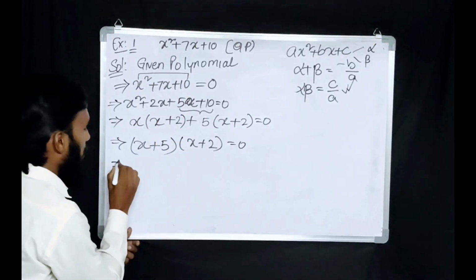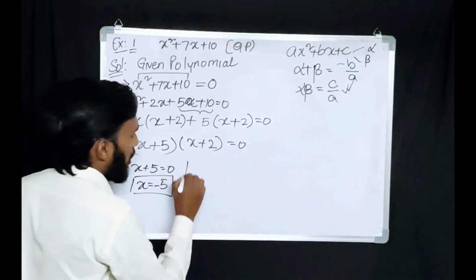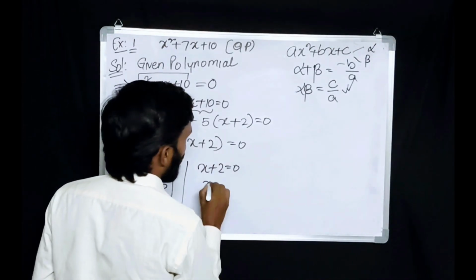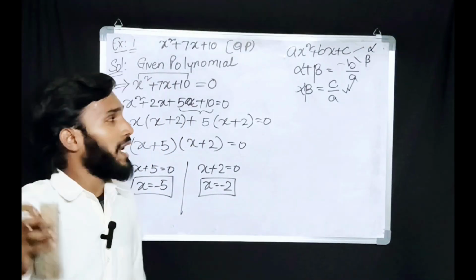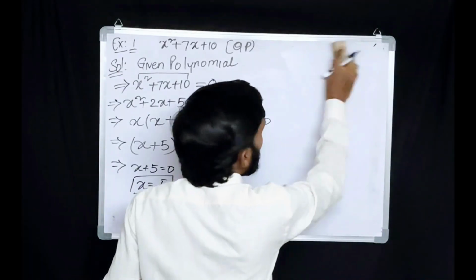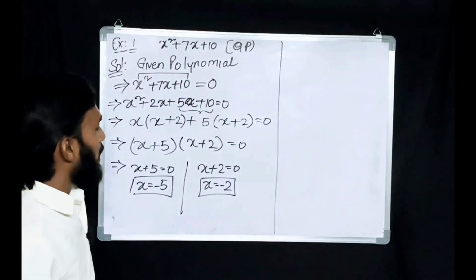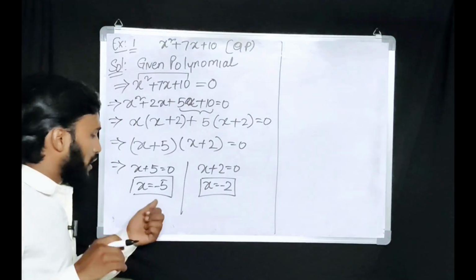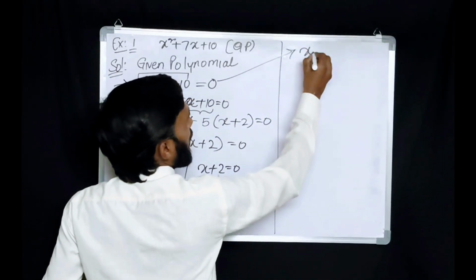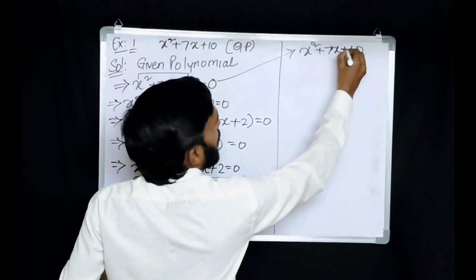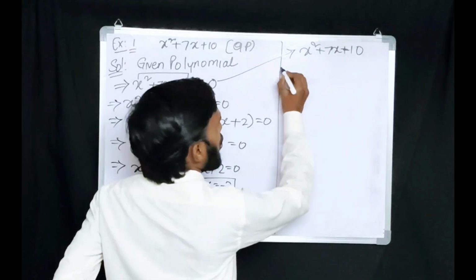So equal to 0. Now x plus 5 is equal to 0, so x is equal to minus 5, and x plus 2 is equal to 0, so x is equal to minus 2. Now we all have a doubt. Are these the zeros of this polynomial or not? To check whether these are the zeros of the given polynomial, we should substitute these x values in the given polynomial. Then if the entire polynomial becomes 0, that means these are the correct values we got.